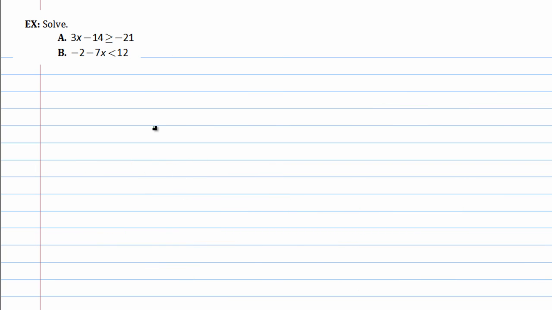So here's a couple we're going to solve. Part A: 3x minus 14 is greater than or equal to negative 21. You solve these like you would solve an actual equation. So I list out what happened to x. The first thing that happened to x is it got multiplied by 3, and the second thing is it got 14 subtracted from it. That's how they're hiding the value of x from us. So I'm going to undo those.